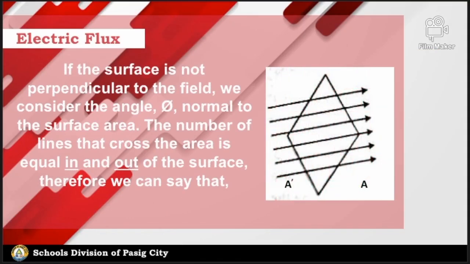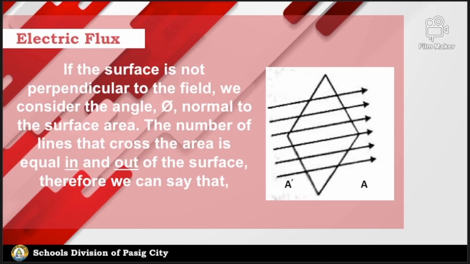But not all electric fields cross an area that is always perpendicular to the surface or to a flat surface. Electric fields also form in irregularly shaped objects such as curves. In the given illustration, the electric field is passing through a surface area that is not perpendicular. If the surface is not perpendicular to the field, we consider the angle theta normal to the surface area.